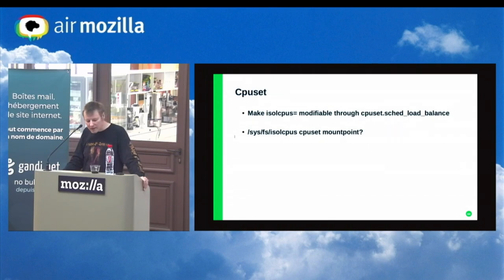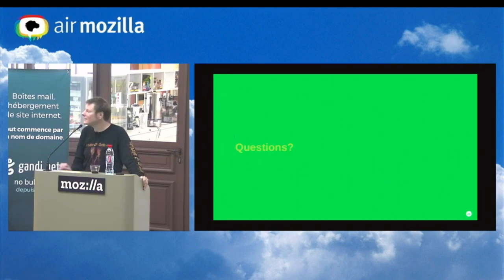The only way I see is to have a mount point somewhere called isolcpus, a mount point for cpuset, of course. So, yeah. And I don't have other things in mind. Questions?